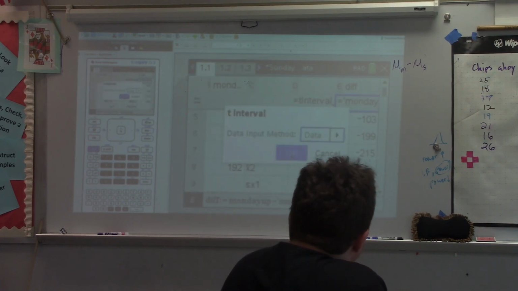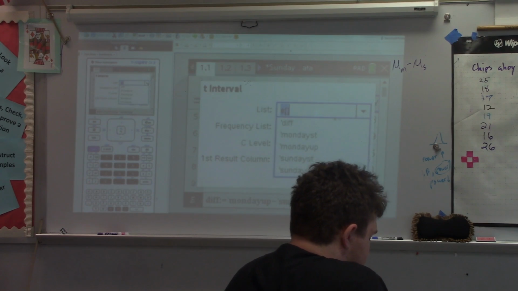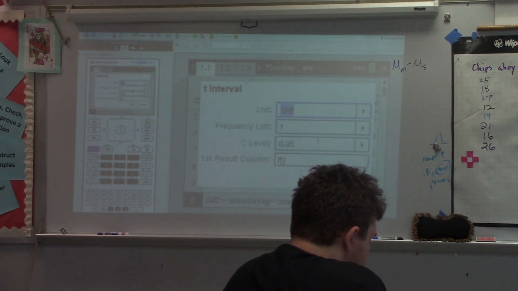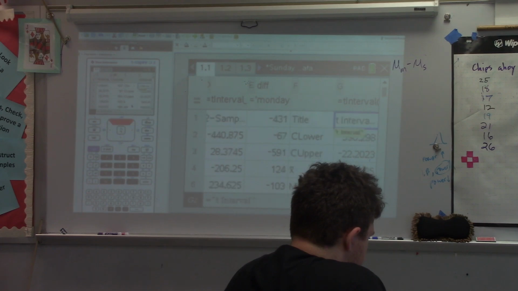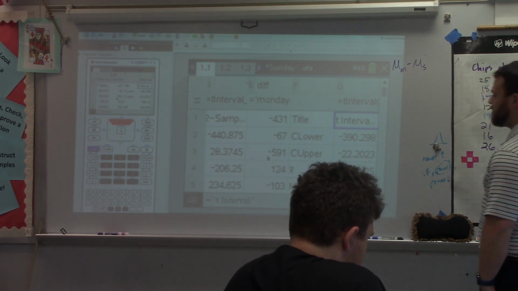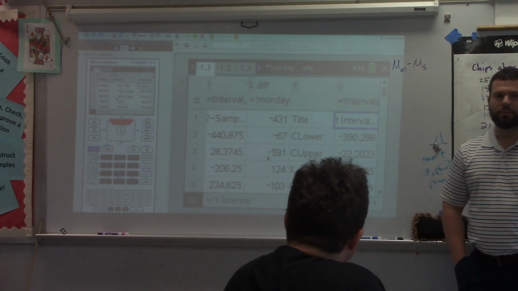And I have data. And so I'm going to put my difference in now. Notice that one is a lot cleaner. And so now my first result column is going to go into F. And I need you to look now. Do I now have convincing evidence that we spend more time online on Sunday than we did on Monday? Yes, very much so.